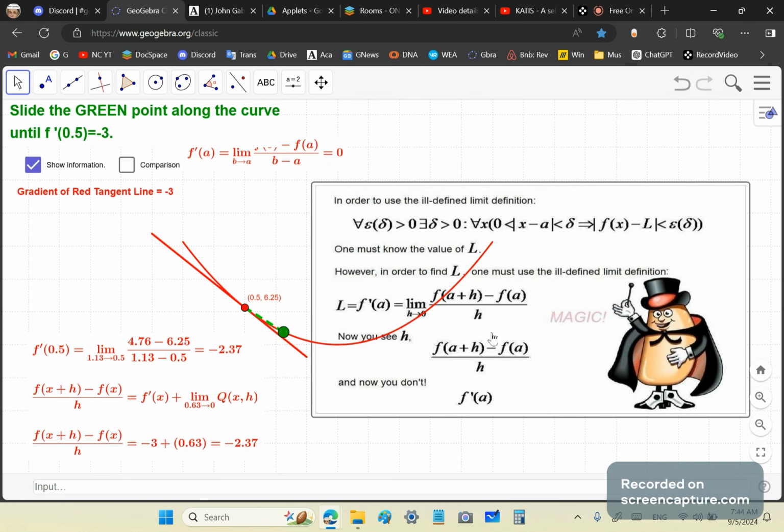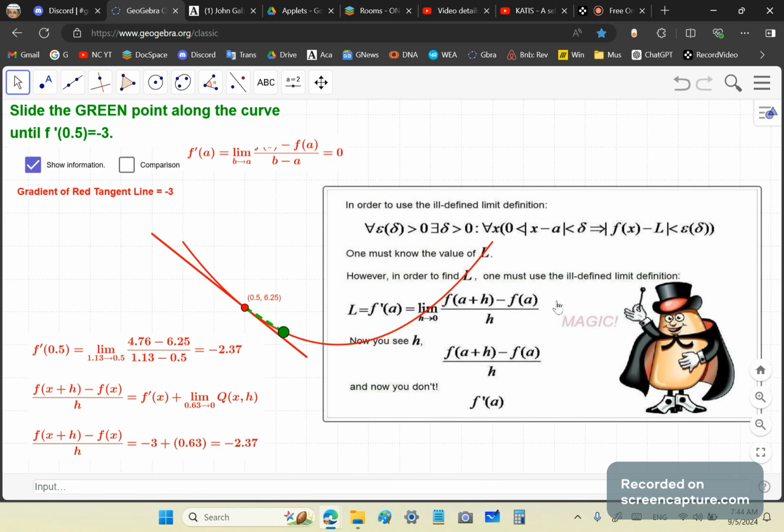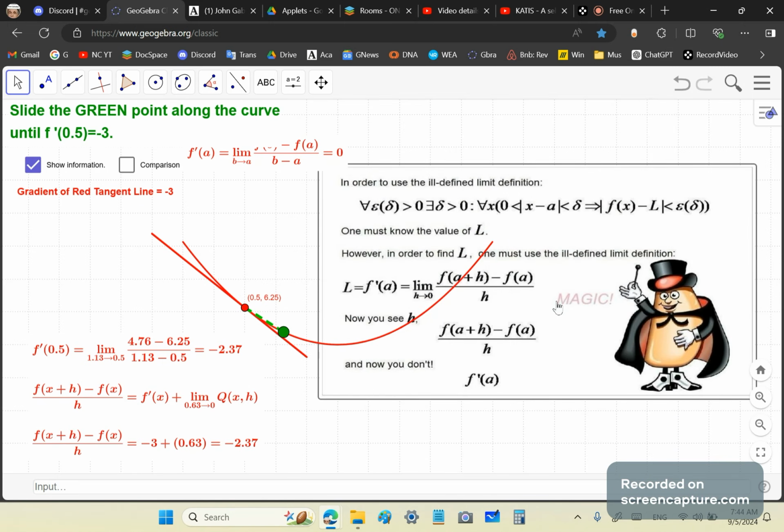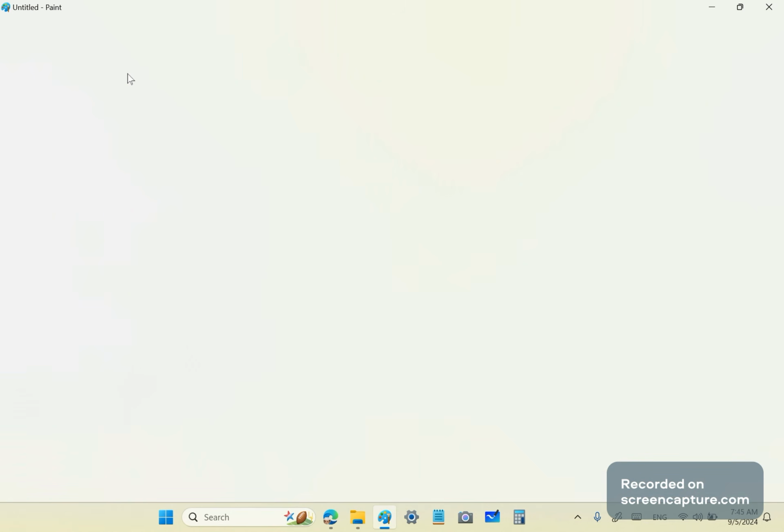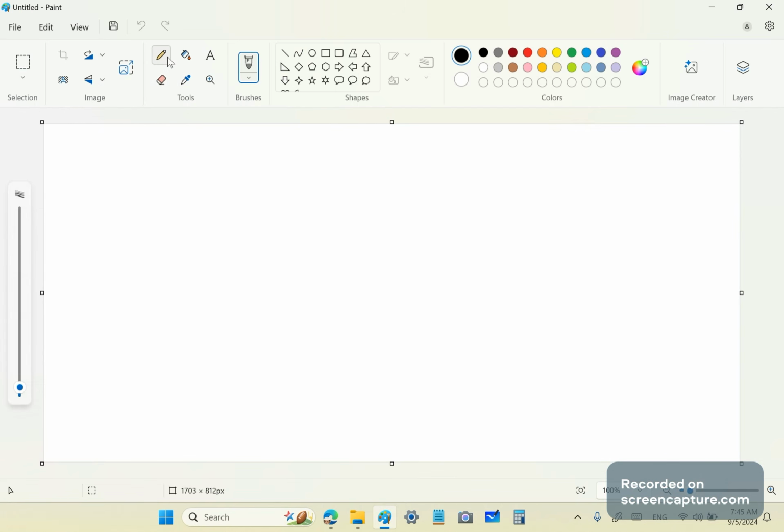You incorrigibly stupid fools. L is the derivative, you morons. You cannot use it in its own definition. You cannot say, oh, it's okay to guess it and then verify it. No, you cannot do that. And you know what the strange thing is, people? I gave these bastards a solution.